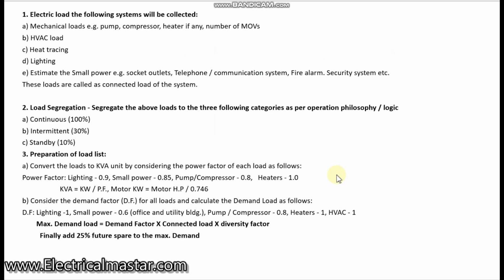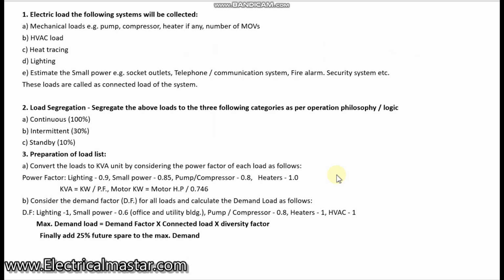Generally this electrical load is segregated into the following types of loads. Mechanical load, for example pump, compressor, heater, and MOV, these are the mechanical loads. Similarly HVAC load, heating, ventilation, air conditioning load, and heat tracing panel. Fourth, lighting DBs. And fifth, estimated small power, like power sockets for utility purposes, like telephone and communication systems. Those things are taken from the small power output. So these are the different types of load you need to understand.